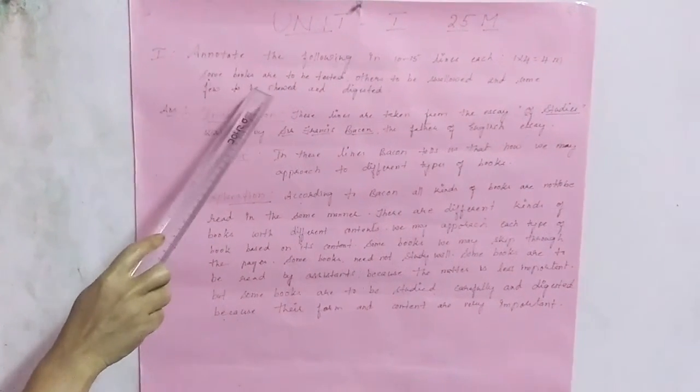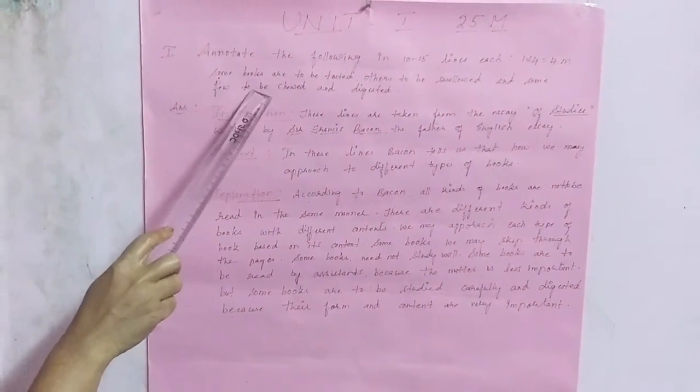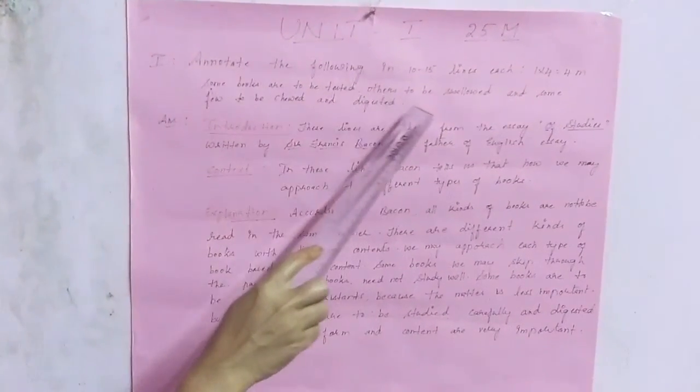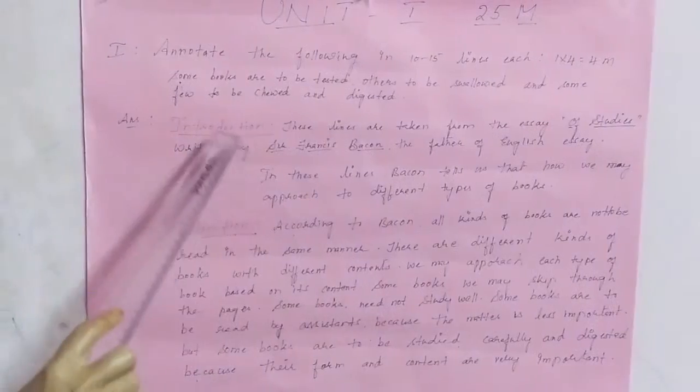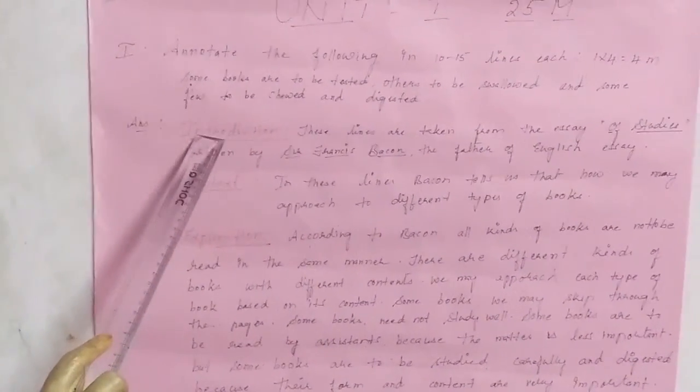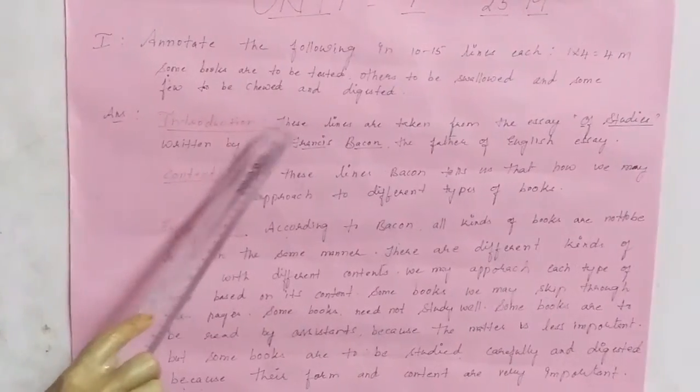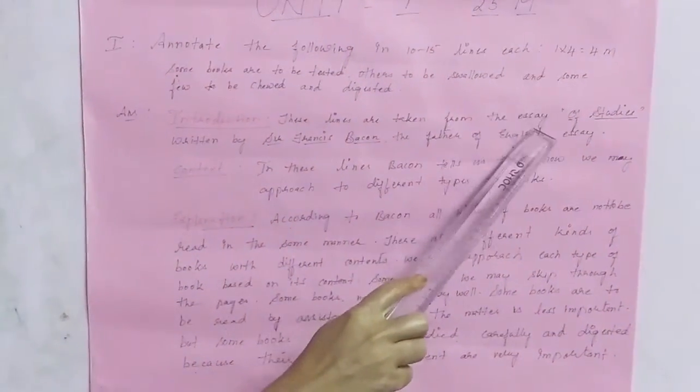So the first annotation is from prose. The lines are: some books are to be tasted, others to be swallowed, and some few to be chewed and digested. So you have to annotate these lines. You know the annotation structure. First, the side heading is introduction. In the introduction you have to write: these lines are taken from the essay Of Studies.